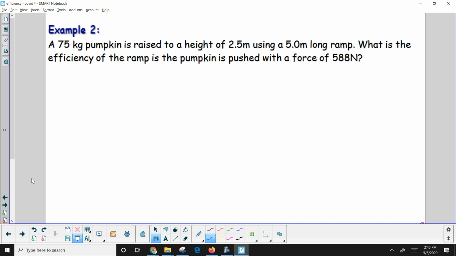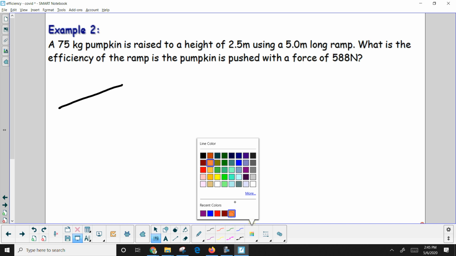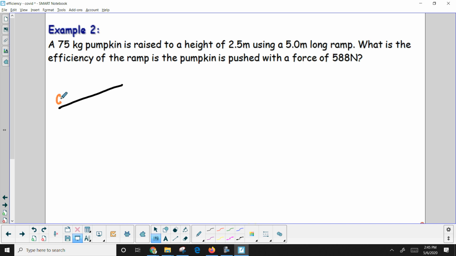Okay, here's another question. This one involves a pumpkin. Now this pumpkin is going to be dragged up along a ramp, it looks like. So let's label everything here. I'm going to be dragging, maybe make it like this. There you go. Dragging a pumpkin up this ramp. Let's use a little orange color over here. Draw a little pumpkin. There you go. There's my little pumpkin.